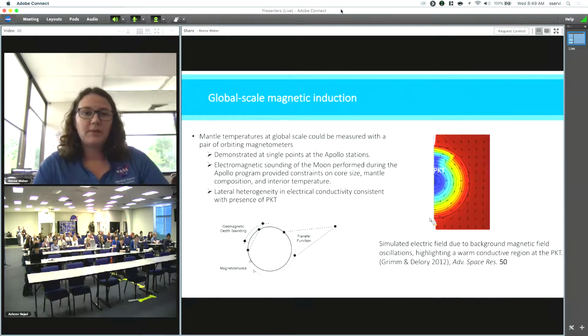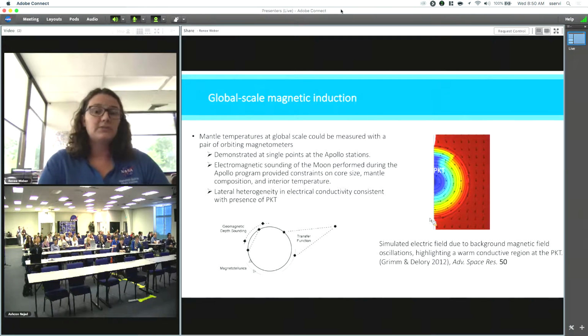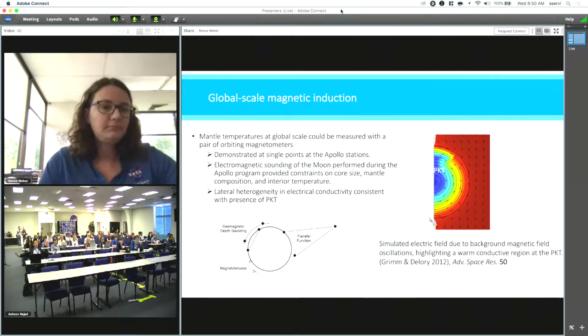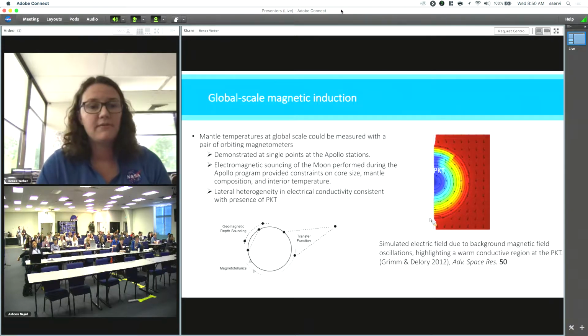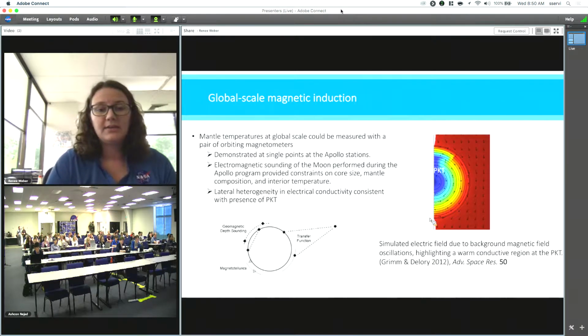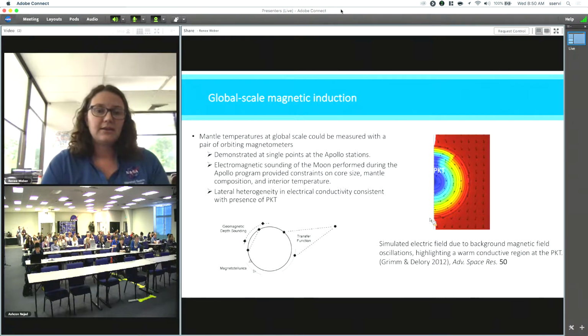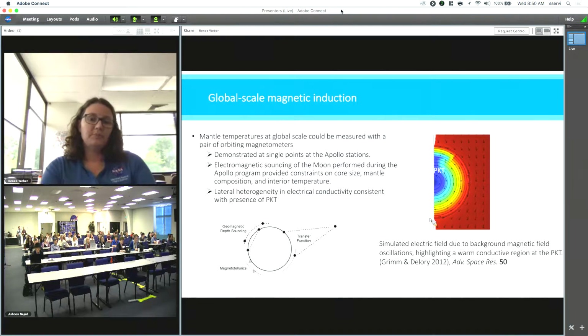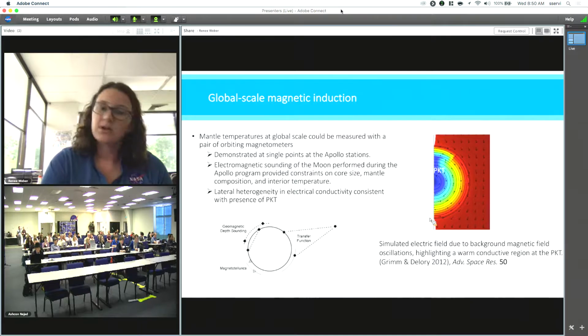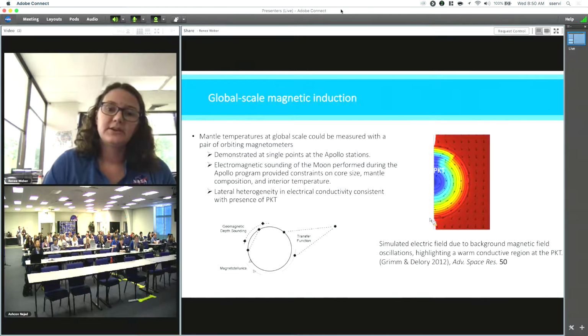When we think also about magnetic studies that constrain the interior structure, we can refer back to global scale magnetic induction studies. So the mantle temperature at global scale could be measured with a pair of orbiting magnetometers. And this was demonstrated at single points at the Apollo stations. And electromagnetic sounding of the moon performed during Apollo also provided constraints on core size, mantle composition, and the interior temperature.